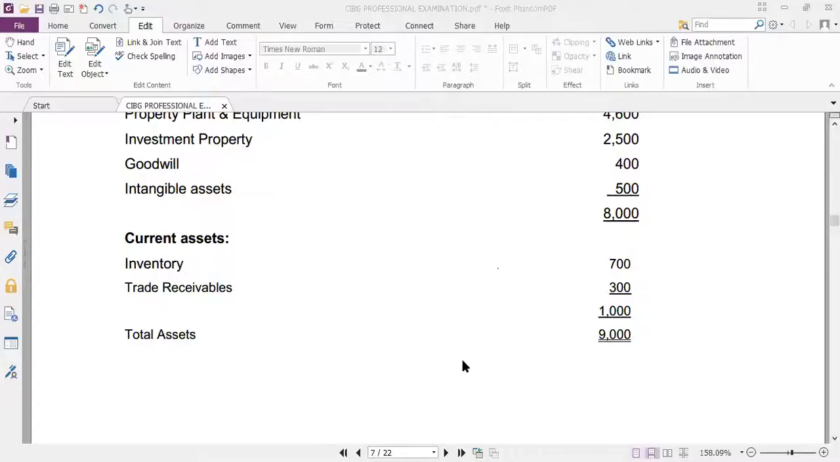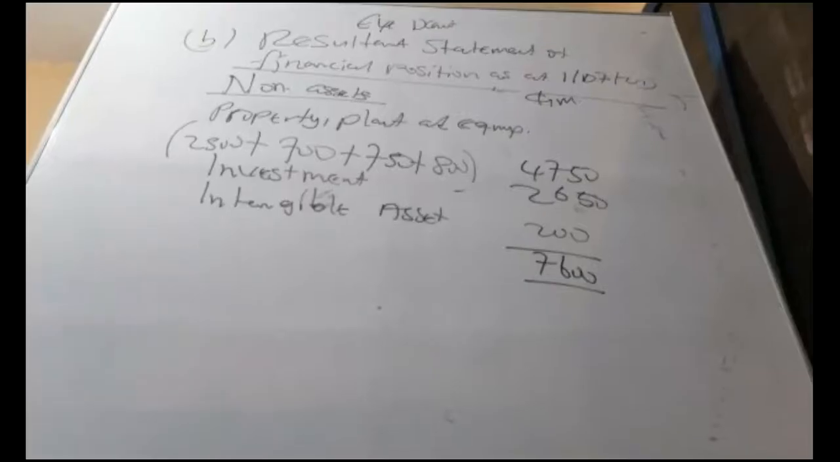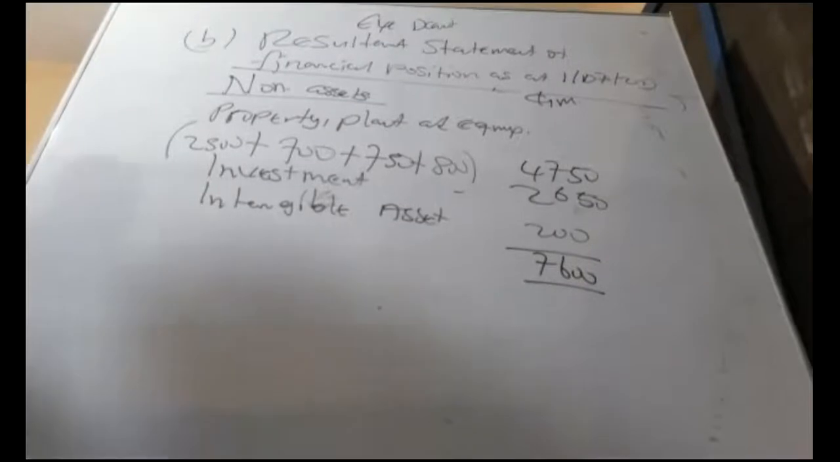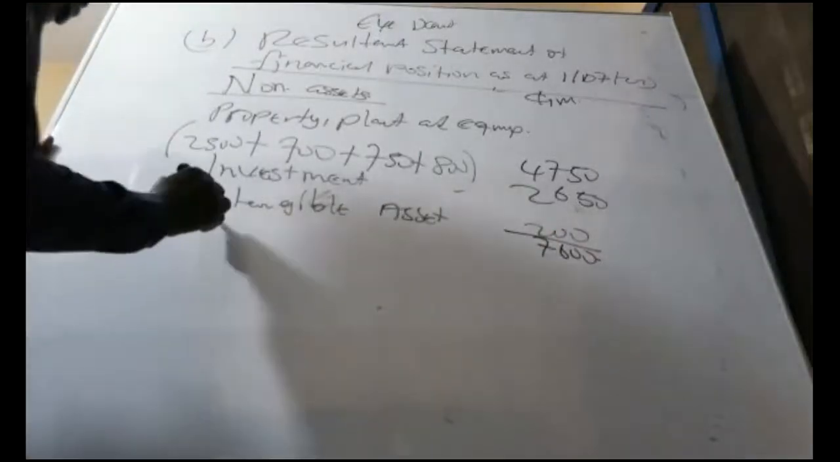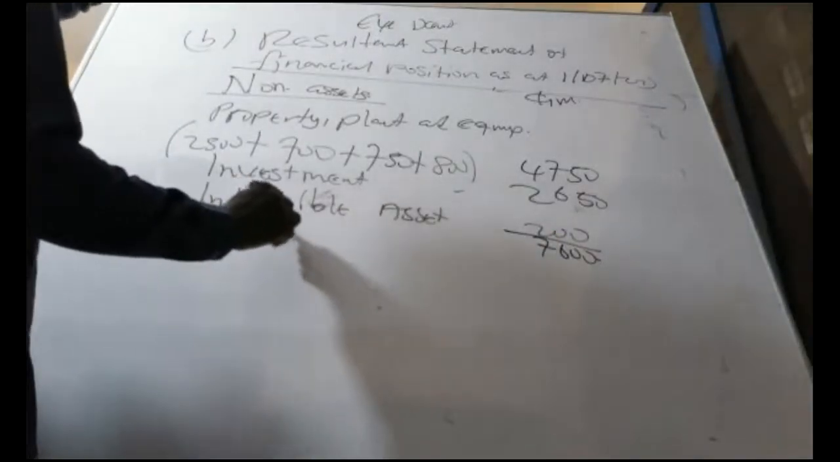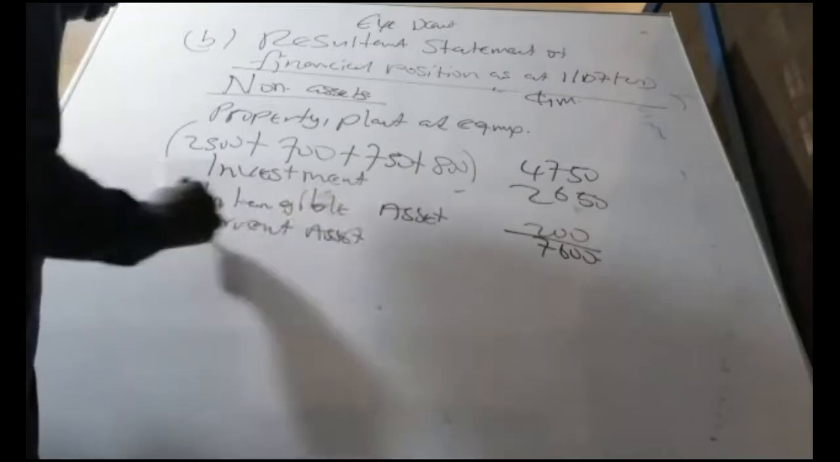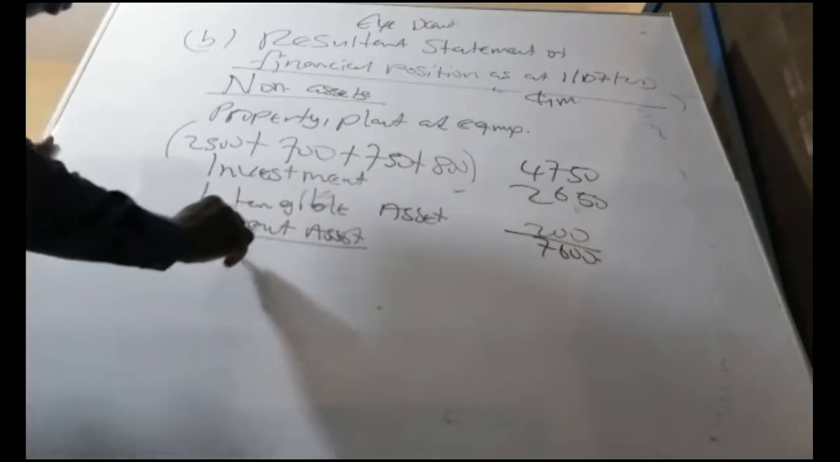Current asset inventory 700. I want to write this small so that you go there. I don't want to clean again. No, I don't want to clean again. Current assets, inventory.